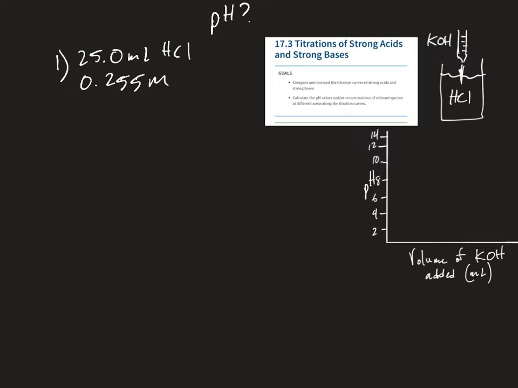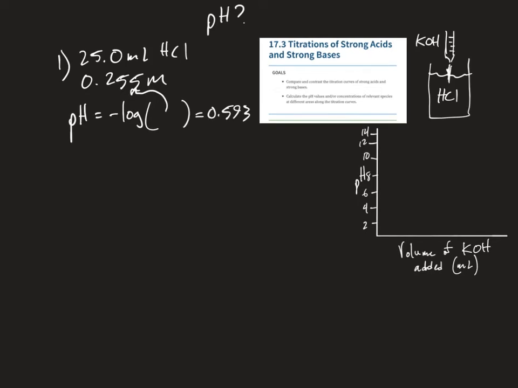So for now, we just have no KOH added. What should be our starting pH before we titrate anything? Well, remember for strong acids, the pH is just going to be the negative log of the molarity. So it's going to be the negative log of 0.255, which is 0.593. So very low, below 1 pH. It's a fairly concentrated solution of HCl. So that's the pH before we do anything in this situation.